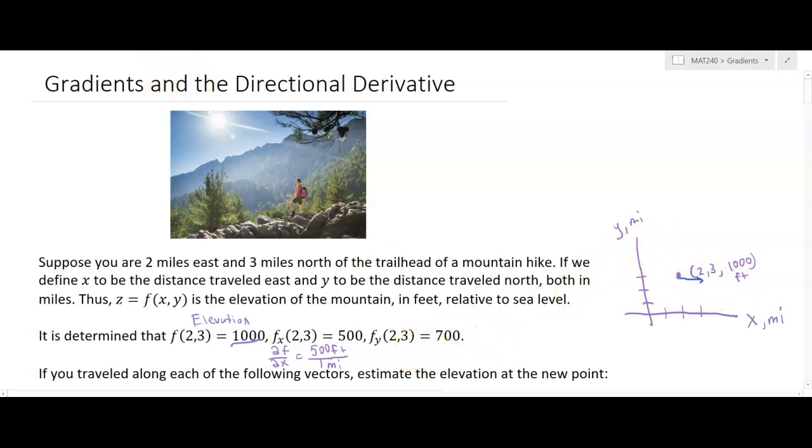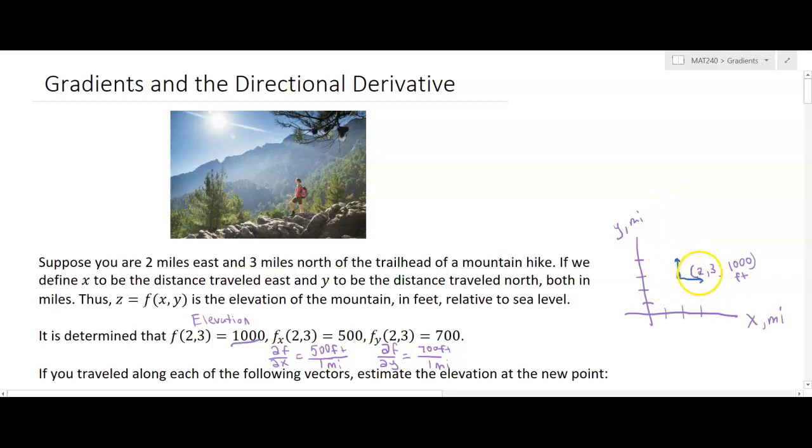In a similar fashion, we could interpret this one as well. Since this is really df/dy, which is 700 over 1, f is still in feet and y is still in miles, it's just in the northern direction. So we could interpret that to mean if we traveled 1 more mile in the north direction, we would expect to see a 700-foot increase in the elevation.